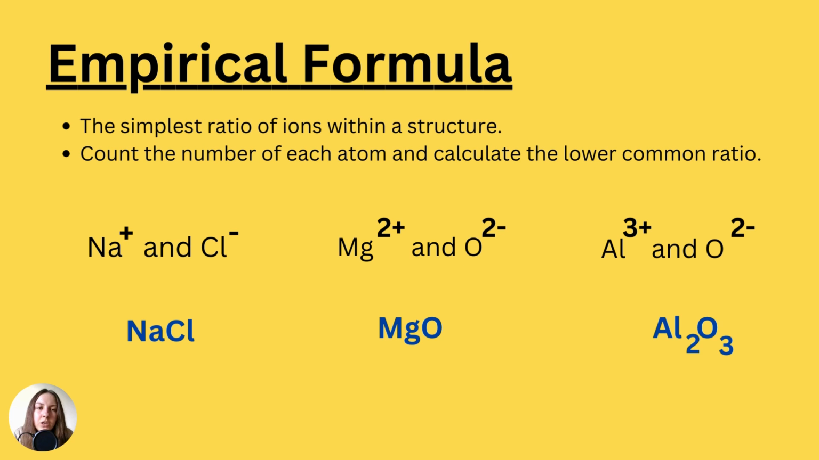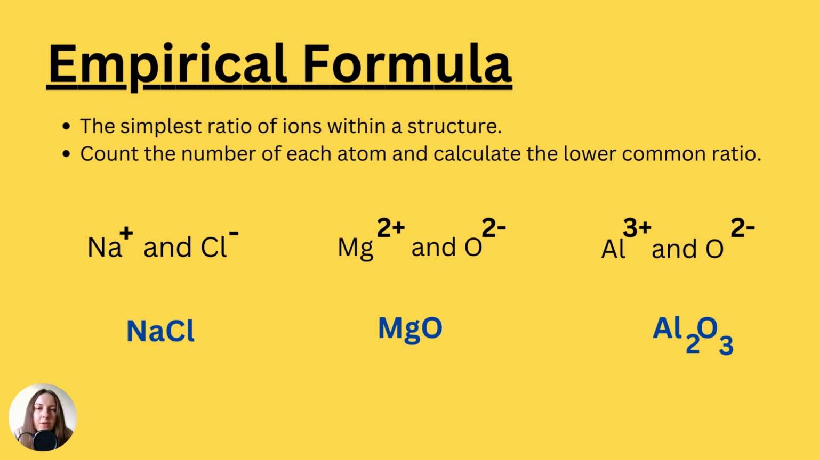but you need to be aware of the empirical formula if you were to write down the simplest ratio. So, for example, sodium chloride, we know, looking at that diagram, there are lots of sodium ions, lots of chloride ions. But if we were to simplify it and write it as one simple formula, we'd write NaCl. So how do we do this?